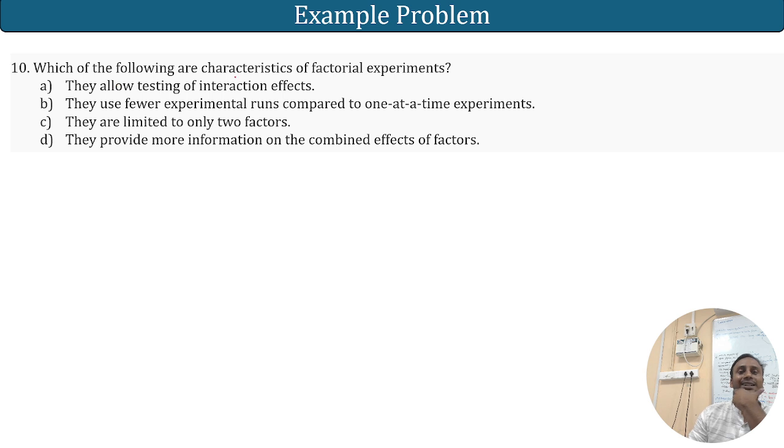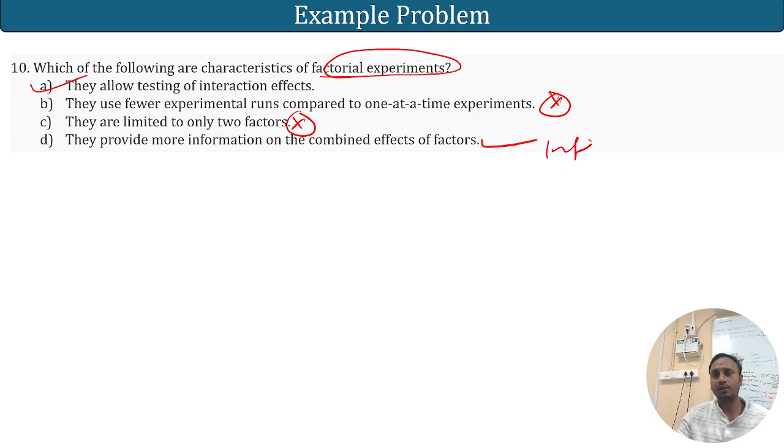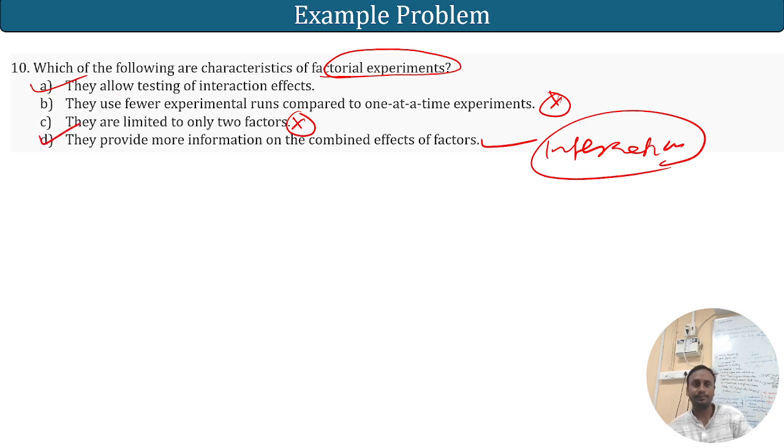Now we have the last question. Which of the following are the characteristics of the factorial experiment? They allow testing for the interaction effect. Yes. They use fewer experimental runs compared to the one-at-a-time experiment. No. They are limited to only two factors. No, it can be more than two also. They provide more information on the combined effect of the factors. Yes, because they are giving the interaction. So we have this, and this will be the correct answer. So that's all.